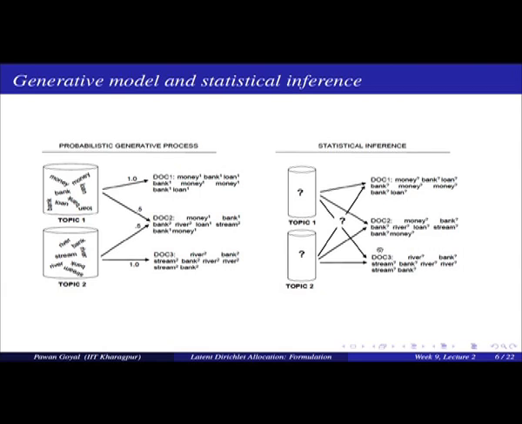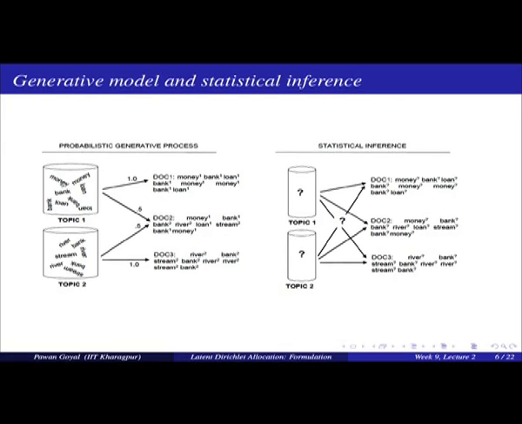Now this single picture explains both parts together, the generative part and the inference part. What you are seeing in the left figure is the generative model. You are generating some documents, and how are you doing that? You have some topics. Suppose you have 2 topics, topic 1 and topic 2. Each topic is nothing but a distribution over words. So you have some words like bank, loan, bank, money, loan.